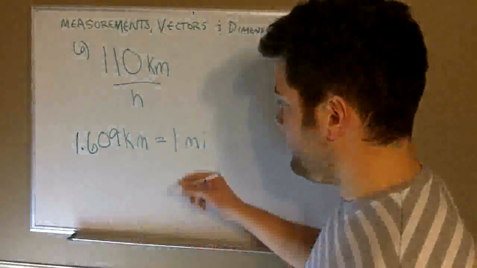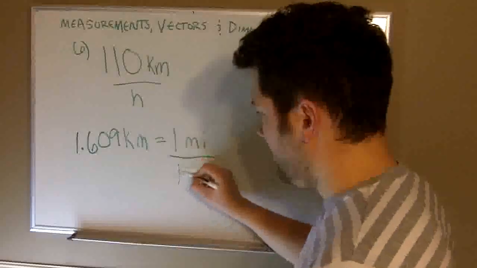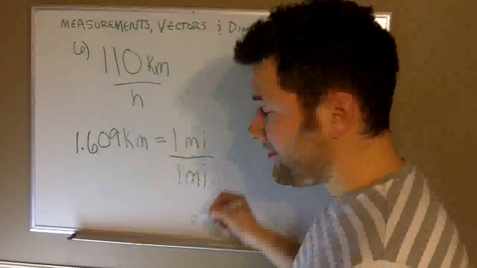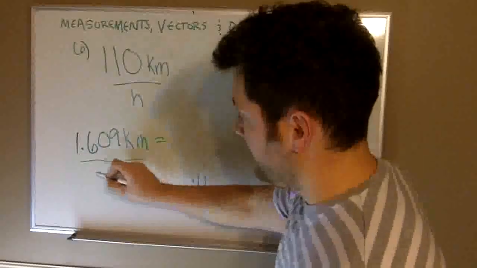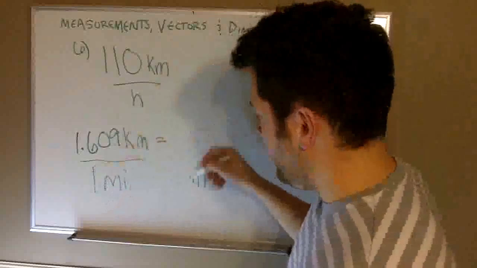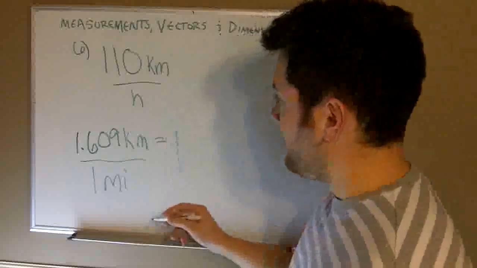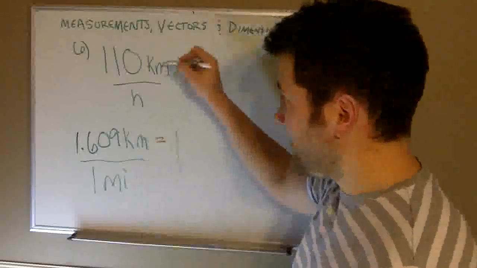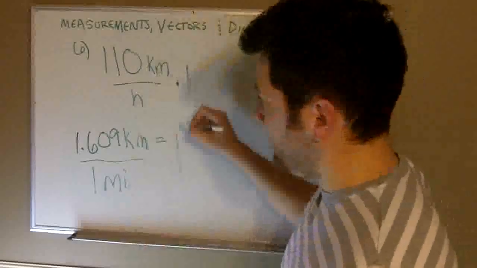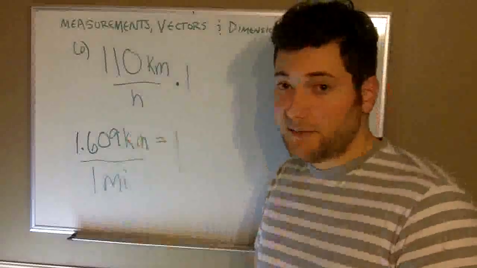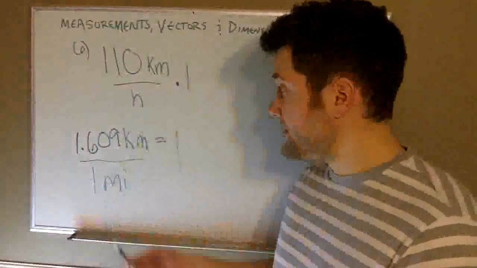Basically to do this, we need to set this up into a conversion rate. Pretty simple. We divide both sides by 1 mile, because 1 mile divided by 1 mile is 1. So this is our conversion rate. Now we can take our kilometers per hour and times it by 1, right? Because that's not going to do anything. We're still going to get the same answer, but we want to convert it into miles per hour. So now we can use this conversion rate.